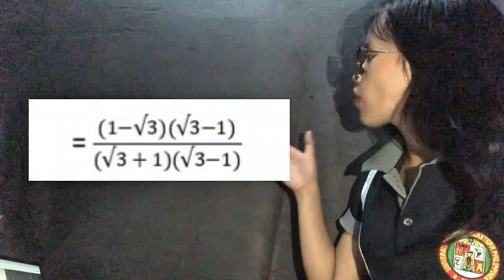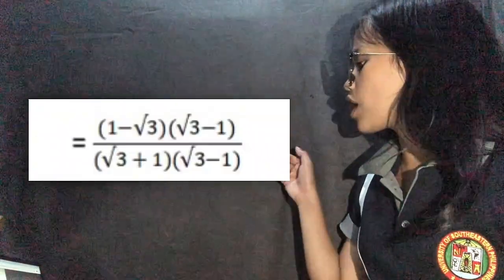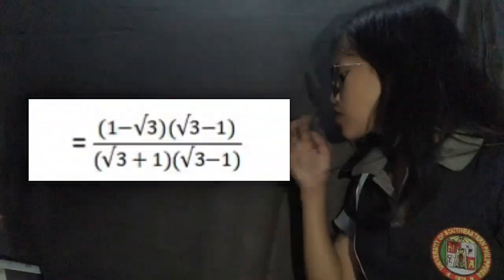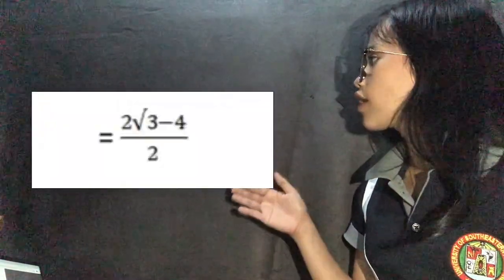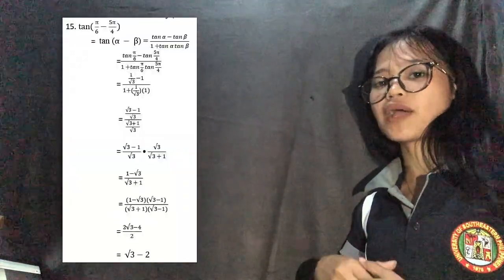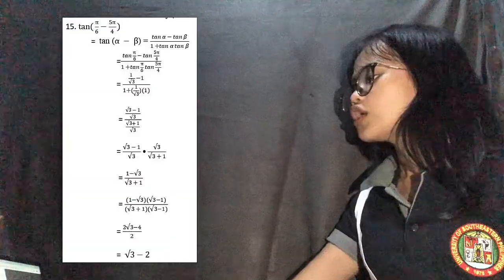Now, for us to get the answer, we need to use the conjugate of the denominator and multiply it to the numerator and the denominator. So we will now get square root of 3 minus 1 times square root of 3 minus 1 over square root of 3 plus 1 times square root of 3 minus 1. And now, we will get 4 minus 2 square root of 3 over 2. We can still simplify it. So now, we will have 2 minus square root of 3. So now, the value of tangent of pi over 6 minus 5 pi over 4 is equivalent to 2 minus square root of 3.